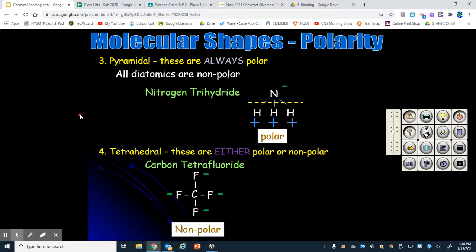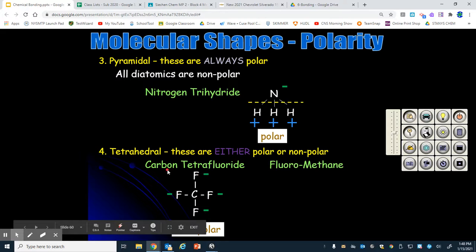Now, the only way that you can take a tetrahedral molecule and make it polar is if one of the 4 things on the outside is different than the others. So in this next molecule, fluoromethane, it looks like this. You've got 3 hydrogens and 1 fluorine. Because they're not all the same thing on the outside, this is asymmetrical, which makes it a polar molecule.